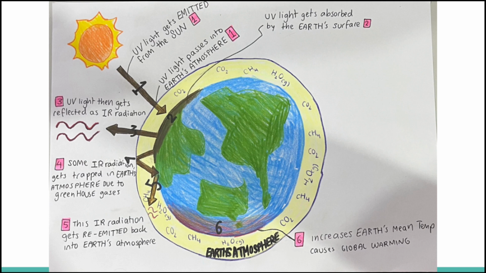So for the first step, number 1, UV light gets emitted from the sun. UV light passes into the Earth's atmosphere. And then on to number 2, UV light gets absorbed by the Earth's surface. And number 3, UV light then gets reflected as infrared radiation as represented by these waves. For number 4, some infrared radiation gets trapped in the Earth's atmosphere due to the greenhouse gases. And number 5, this infrared radiation that gets trapped gets re-emitted back into the Earth's atmosphere. And number 6, it increases Earth's mean temperature, and this causes global warming.